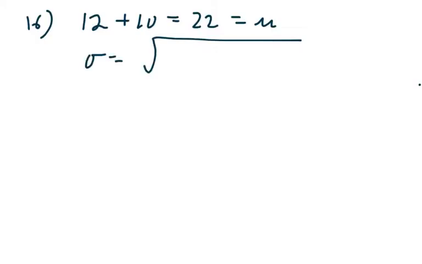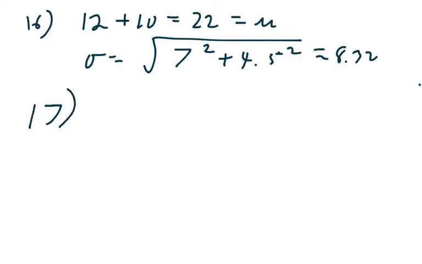Alright, for problem number 16, we're trying to find the mean and standard deviation when we add these two things together. And so we can just add the means, but for the standard deviation, we need to add the variances and take the square root. So 7 squared plus 4.5 squared, take the square root, and that turns out to be about 8.32.